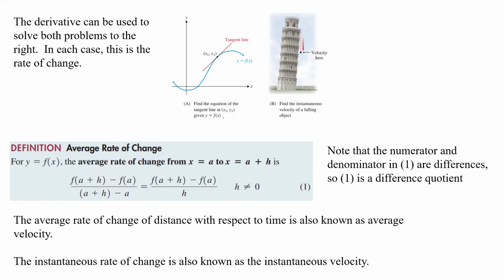So we can find the equation of the tangent line, and we can also find the instantaneous velocity of a falling object. So these are the two problems they're talking about. And the average rate of change is what we're using here.